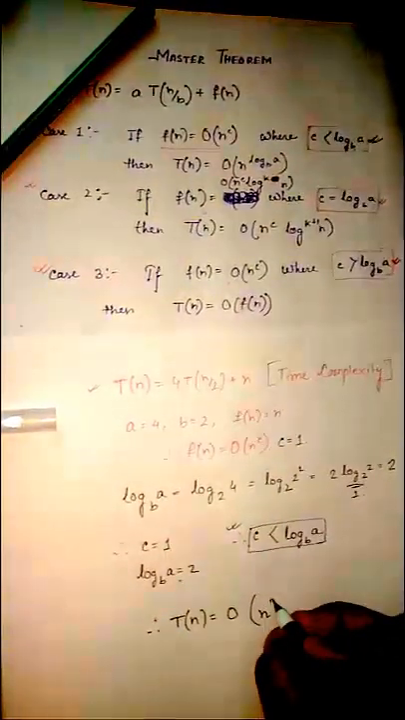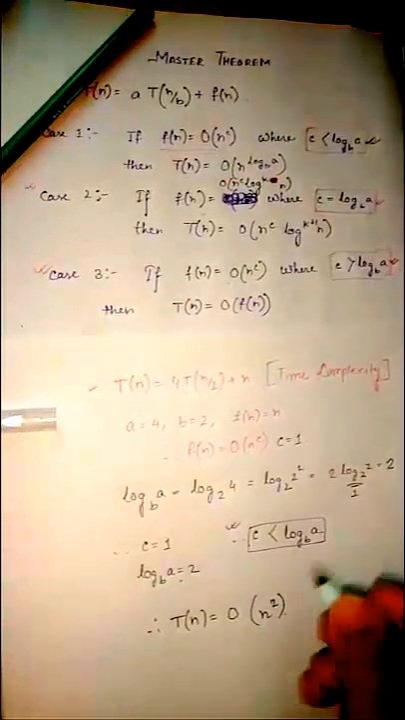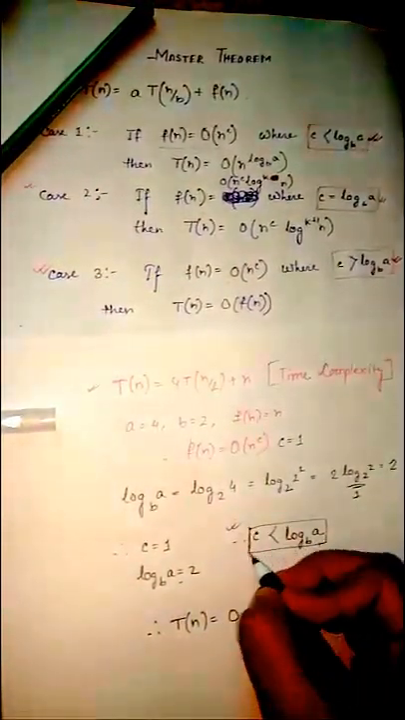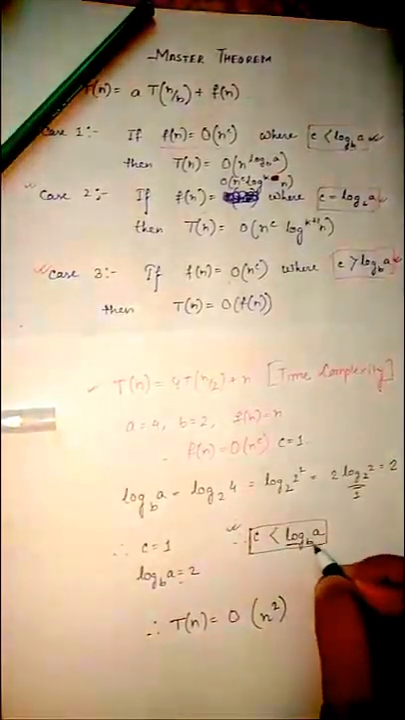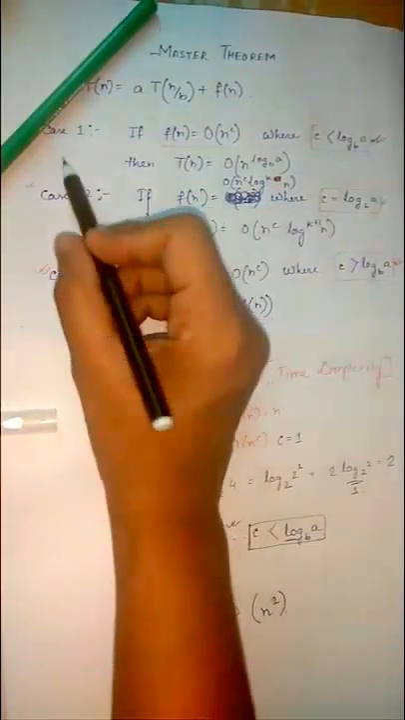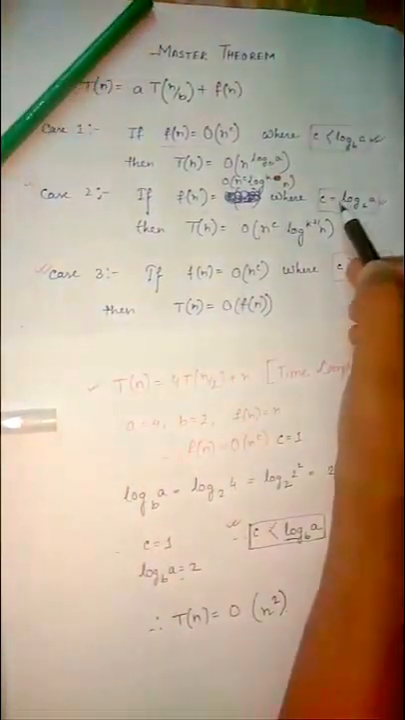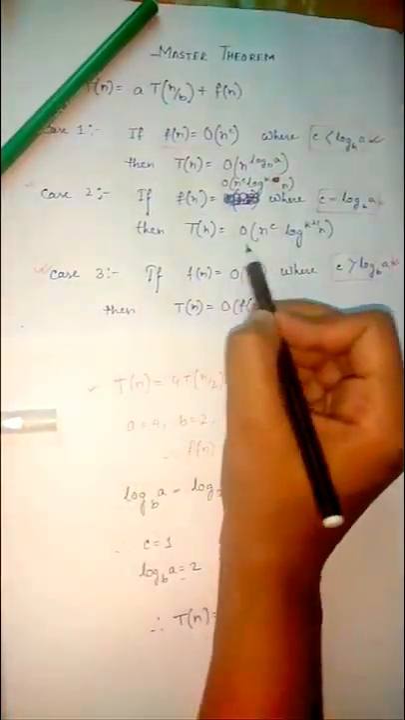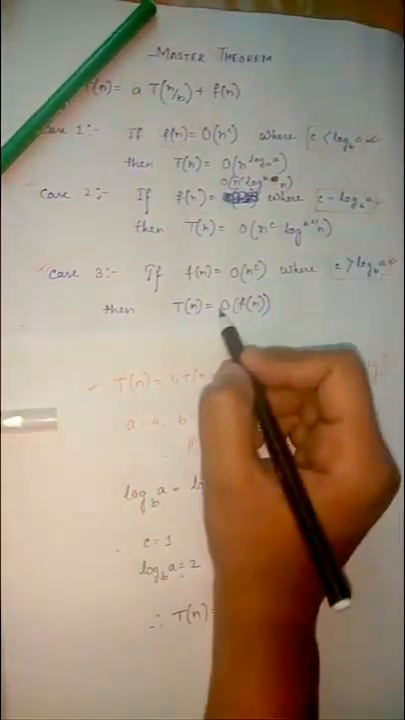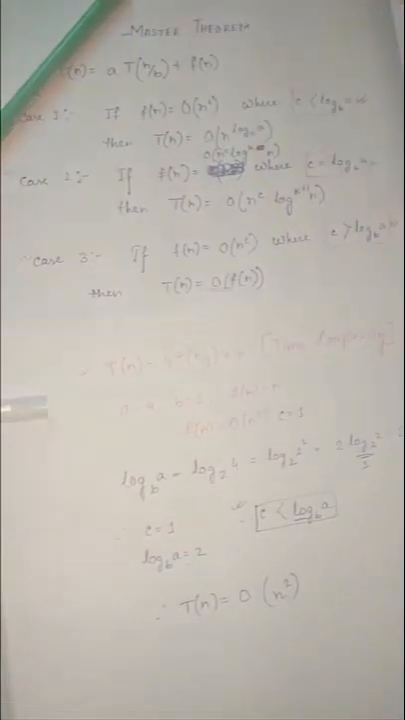Log a base b is 2, so O of n square. So for any recurrence problem we have to find the relation between c and log of a base b. If c is less than log of a base b, then case 1; if c is equal to log of a base b, then case 2; and if c is greater than log of a base b, then case 3. This is all about the Master theorem.